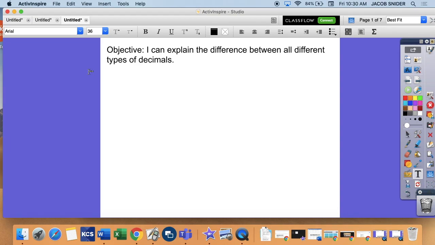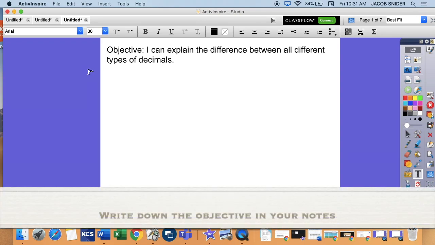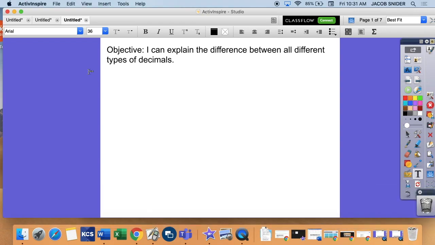All right, with that being said, we're going to get into the new lesson for the day. It's going to be pretty easy, all right? It's really not too bad at all. But here's our objective. So you got your sheet of paper out. You're ready to rock and roll, okay? I can explain the difference between all different types of decimals. So we're going to be learning about 3 different types of decimals today. And by the end of the lesson, hopefully you're going to be able to tell me what the difference is.